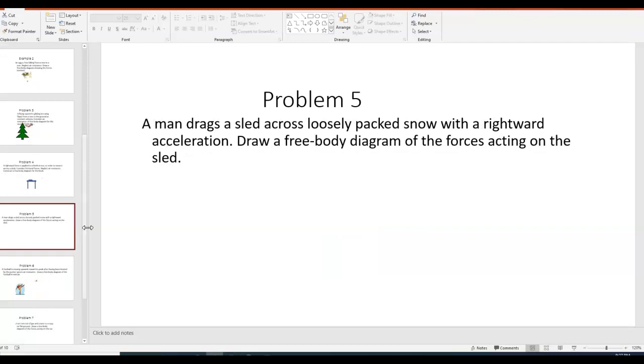Let's see. I'm just going to do one more on here, and then I'm going to do 2 from your worksheet really quickly. Okay. A man drags a sled across loosely packed snow with a rightward acceleration. Draw a free body diagram of the forces acting on the sled.